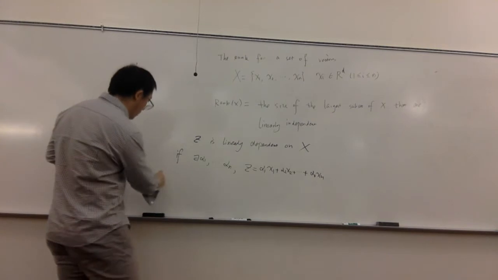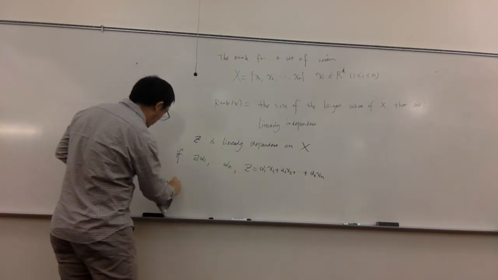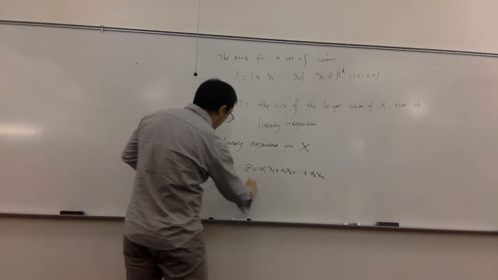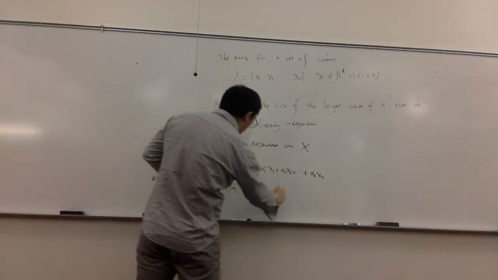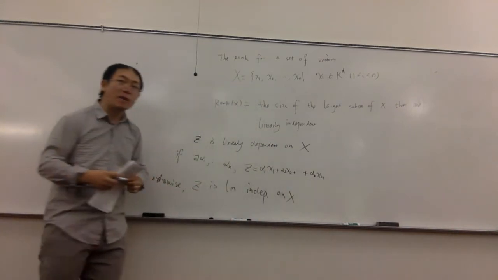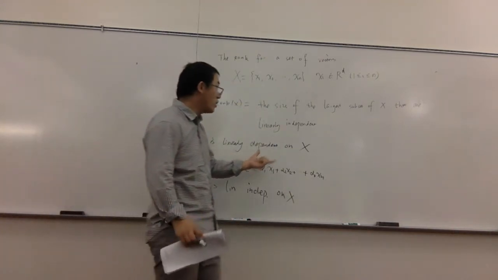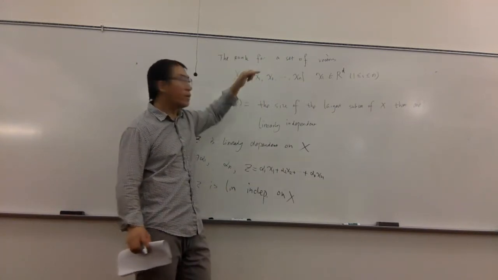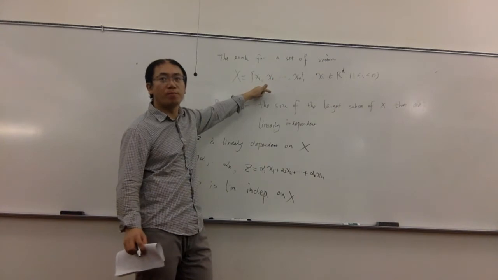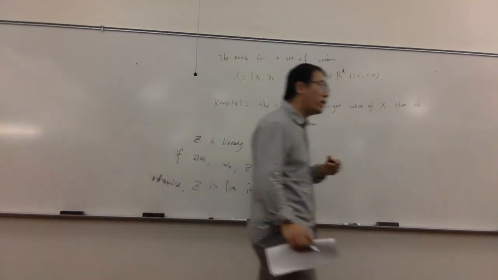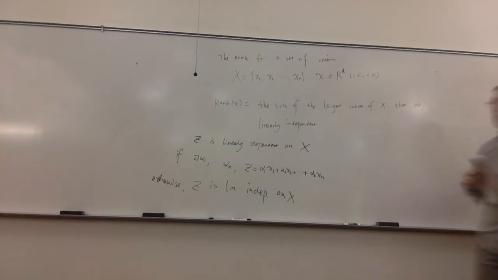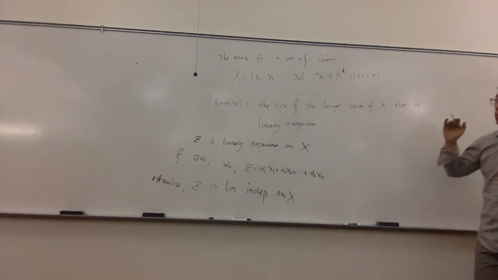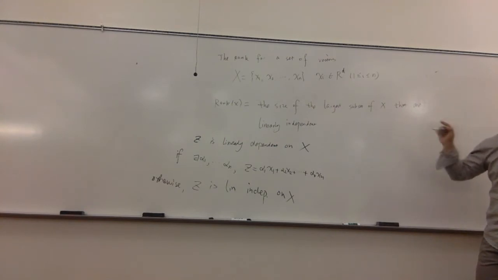Otherwise, we say Z is linearly independent on X, meaning that Z cannot be expressed as a linear combination of the vectors in X. Then we call Z linearly independent of X. And then we discuss the definition for a set of vectors being linearly dependent or independent.